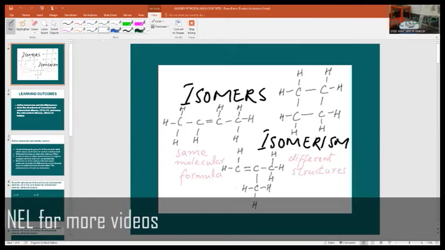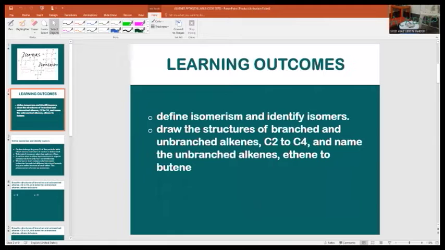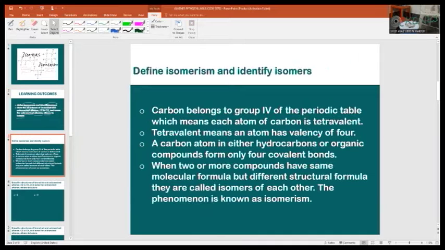I will continue my lesson for alkenes, but this time we'll talk about isomers and isomerism. The learning outcomes for this lesson would be define isomerism and identify isomers. Draw the structures of branched and unbranched alkenes C1 to C4 and name the unbranched alkenes ethene to butene.